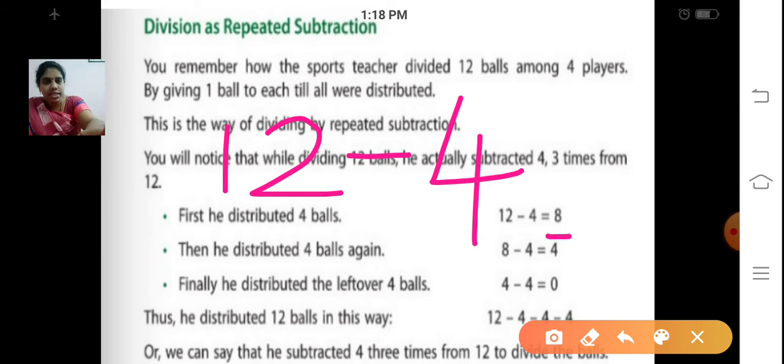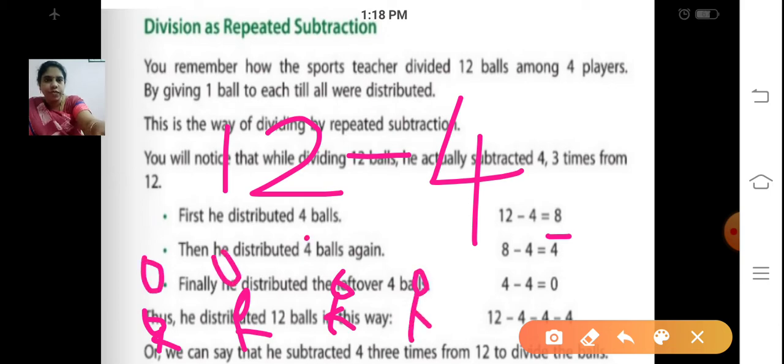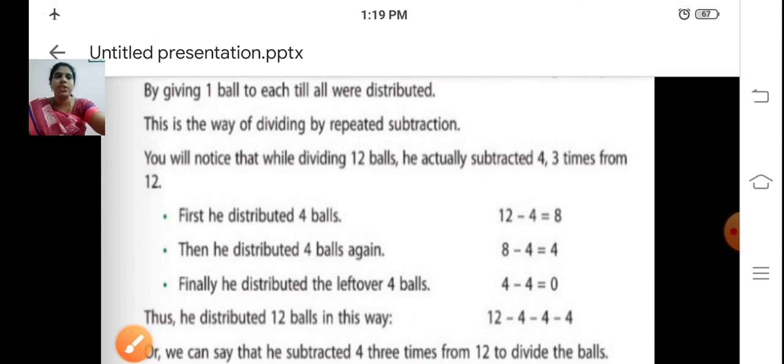Again, let me put it one more time. Just see this, what he has done. 4 players were there, so first he gave 1 each to the players, isn't it? Initially he was having 12. He gave 4 balls, 1 to each one of the children. So we'll subtract 12 minus 4. 12 minus 4 is 8. What is the second step?